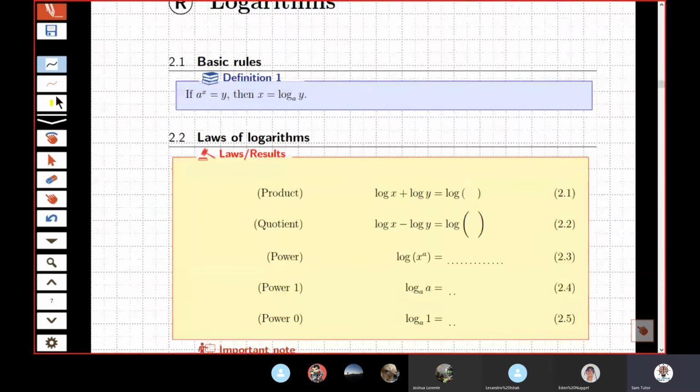Okay. The first thing you'll probably learn, and for those who did logs in Year 10, you probably did learn it this way, is the definition of how to convert from an exponential to a log. Now, I probably won't be using this definition. We are going to prove it every time.